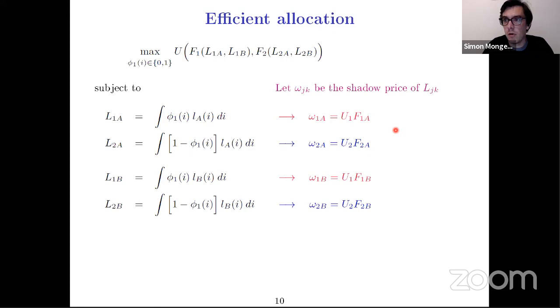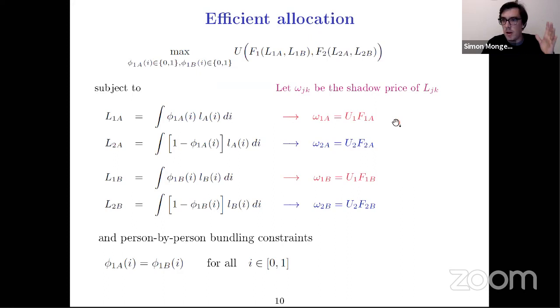Okay. So with that in mind, we can think about this problem as a constrained version of a relaxed problem, where the relaxed problem is that you can send your skill A potentially to occupation one, and then you could send your skill B potentially to occupation two. However, that relaxed problem I just described would then be constrained by a continuum of person by person bundling constraints, which add this restriction on top that your skill A allocation and skill B allocation have to go to the same occupation.